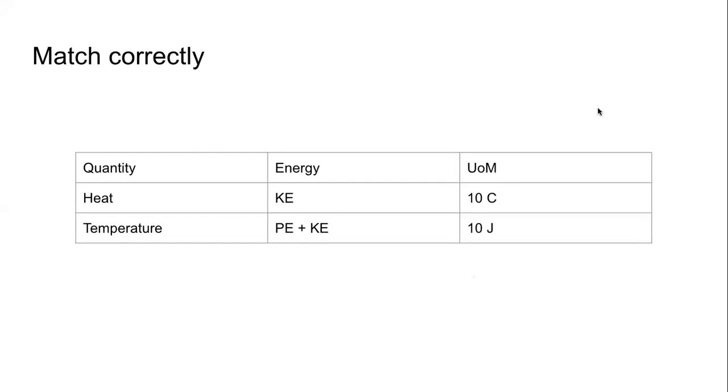First question. There is a simple table. It has 3 columns. First column is of quantity. Second column is of energy. Third column is unit of measurement. Do the matching and share the matching with me in the chat. First, write it in your notebooks. Write the question, write the correct answer in the notebooks.